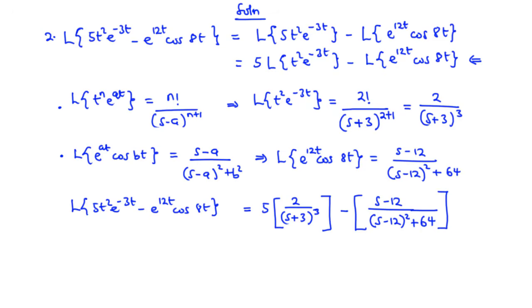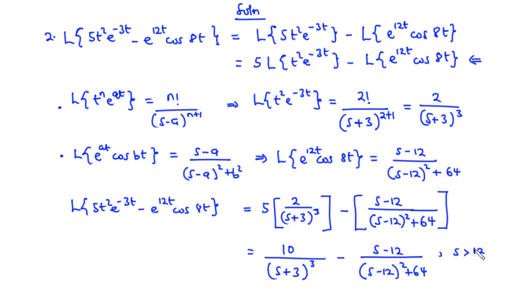So let's multiply the constant across. We have 5 times 2, that is 10. 10 divided by s plus 3 all cube minus s minus 12 divided by s minus 12 all square plus 64. So this is the Laplace transform of the function we have here. Now this Laplace transform is also defined for all values of s greater than 12.